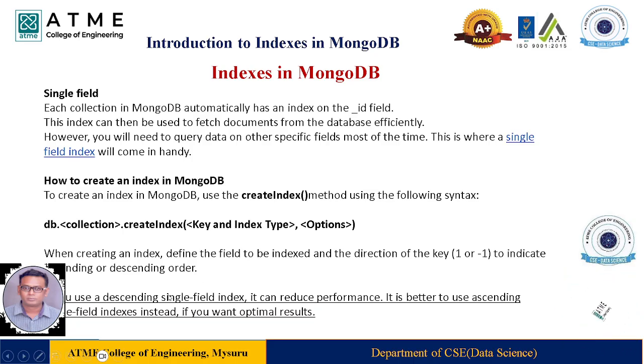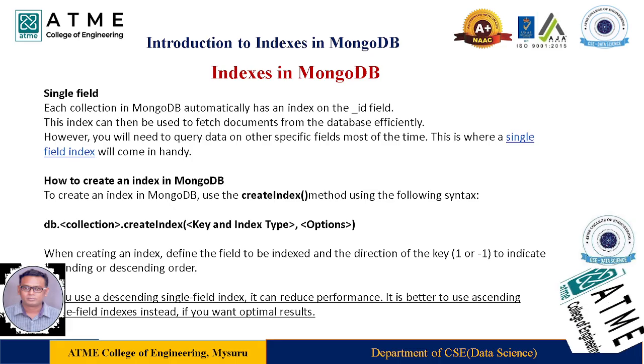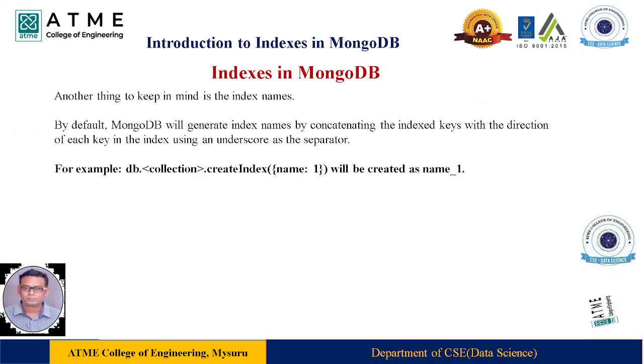If we use a descending single field index, it can reduce the performance. So it's better to use ascending single field indexes if you want optimal results. So you got the idea of how to create an index: db.collection.createIndex followed by the field name and options, that is 1 or -1. 1 indicates ascending and -1 indicates descending order. We'll move on to the next slide.